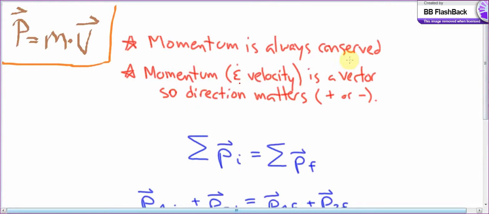Momentum is always conserved, meaning we add up the beginning momentum, it should equal the final momentum. And momentum is a vector. This shows that momentum is a vector. That the half arrow shows that it's a vector. P is momentum, M is mass, and V is velocity.